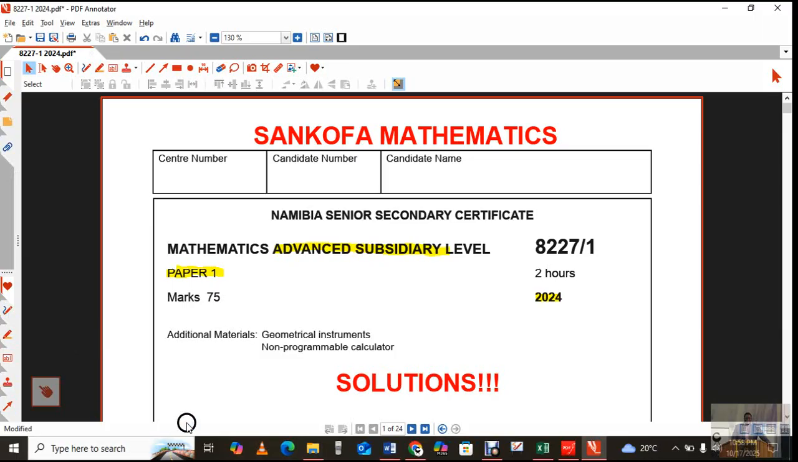I am now starting with my series on doing the paper ones of the AS level. So I'm starting with paper 1, grade 12, that was written last year, 2 hours long.